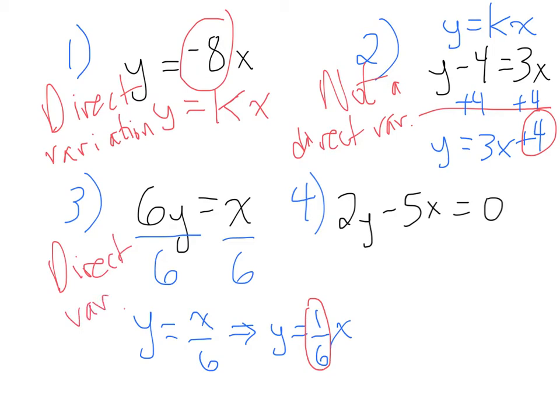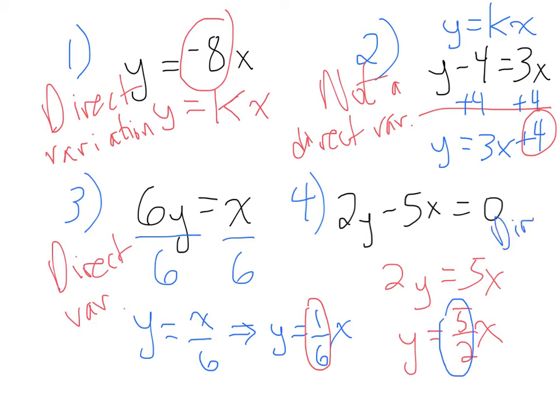Last but not least, let's continue with that technique of isolating y. So for number 4, we'll add 5x to both sides, and then we'll divide both sides by 2, and we get y equals 5 halves x. This does fit the format of direct variation, where the constant of variation is 5 over 2. So this is indeed a direct variation. So I should be able to give you an equation with y and x, and you should be able to determine if it is indeed a direct variation or not.